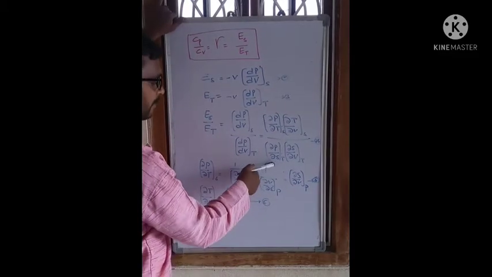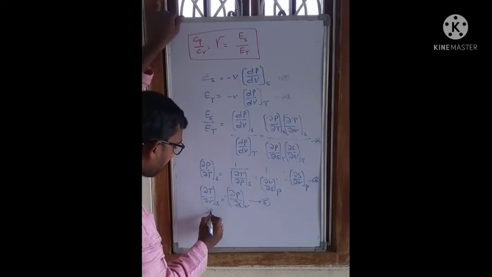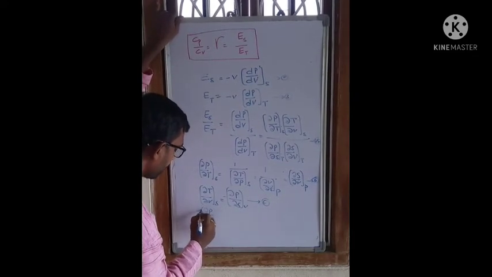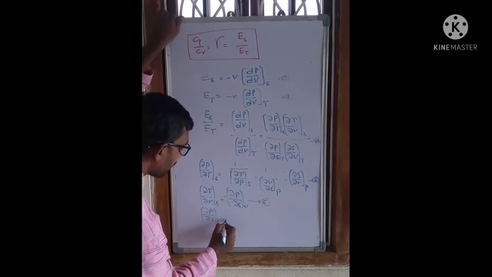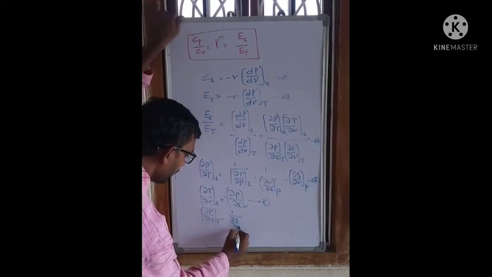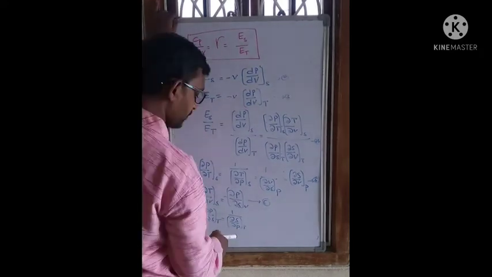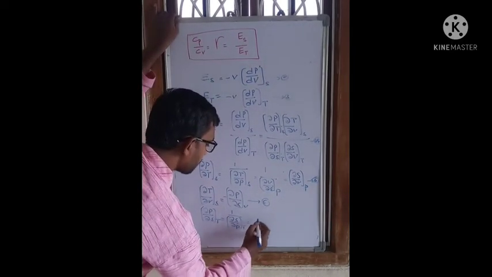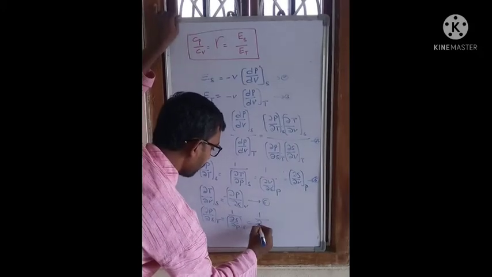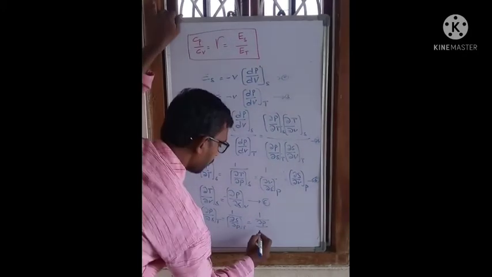And similarly from this one, the term dou P by dou S at constant temperature can also be written as 1 by dou S by dou P at constant T, and according to Maxwell's equation, this can be written as 1 by dou P by dou T.